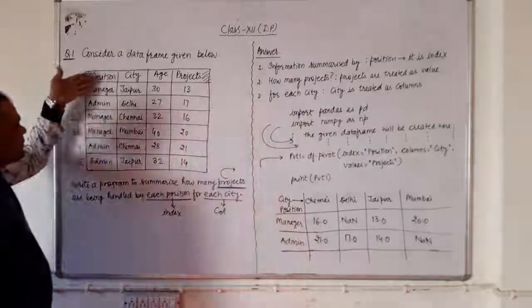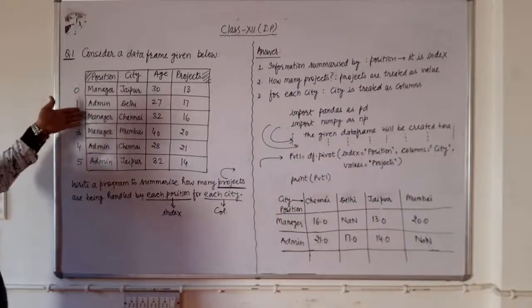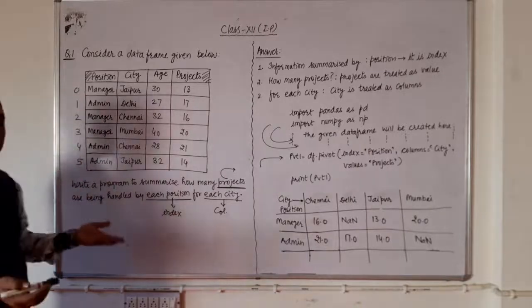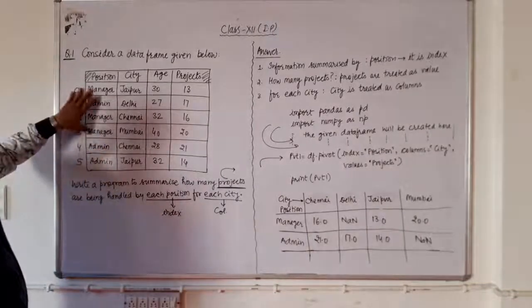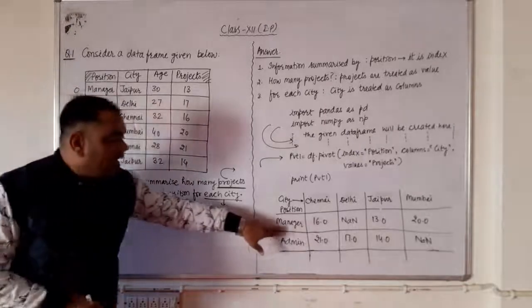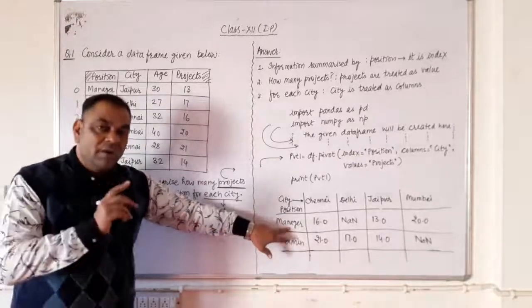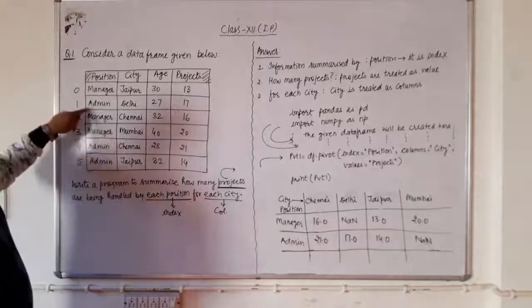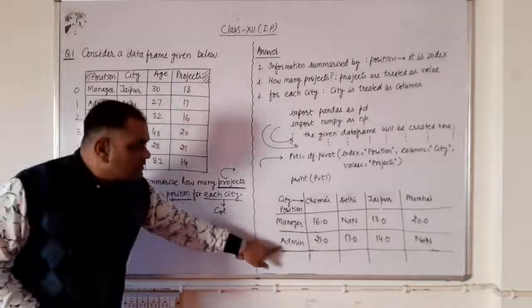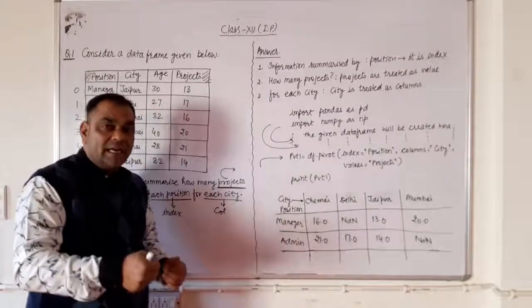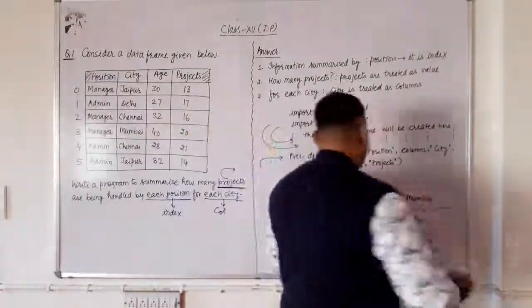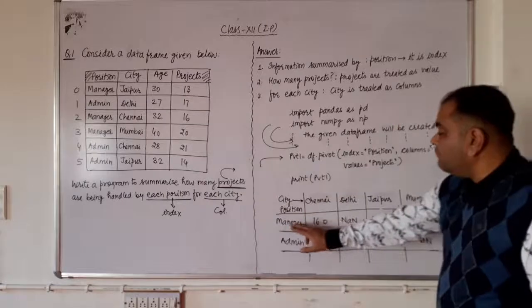Now just see, summarize the position: manager, admin, manager, manager, admin, admin. Only 2 positions are here in this data frame. The first one is manager. All the rows of manager will be combined in this one. So the first row will be manager. Second row will be admin. Now the values of project will be distributed in the data frame.